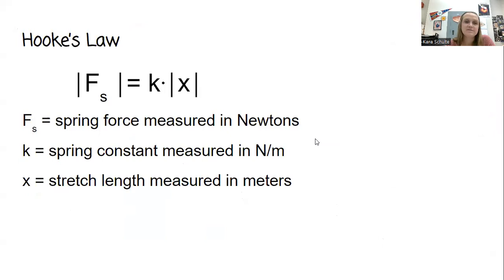Hooke basically said there's a proportional relationship: as the stretch of the spring goes up, the force that it takes to stretch that spring goes up. It's harder to stretch it. This is dependent on the spring constant.